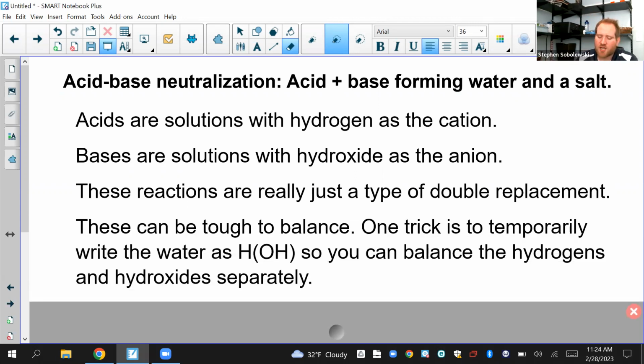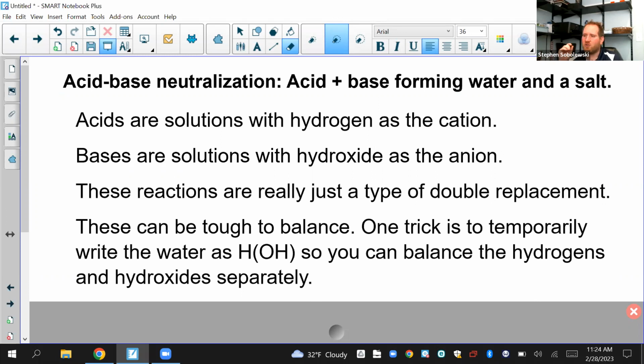Lastly, these can be tough to balance. The reason they can be tough to balance is because I love keeping polyatomic ions together. Like if I have phosphate on the left, phosphate on the right, I'm going to treat that as phosphate as opposed to P's and O's. Well, in this case, you're going to have hydroxide on one side, but you're not going to have hydroxide on the other, which would force you to break up the hydroxide into H's and O's. And it's possible to balance. It just can take a long time.